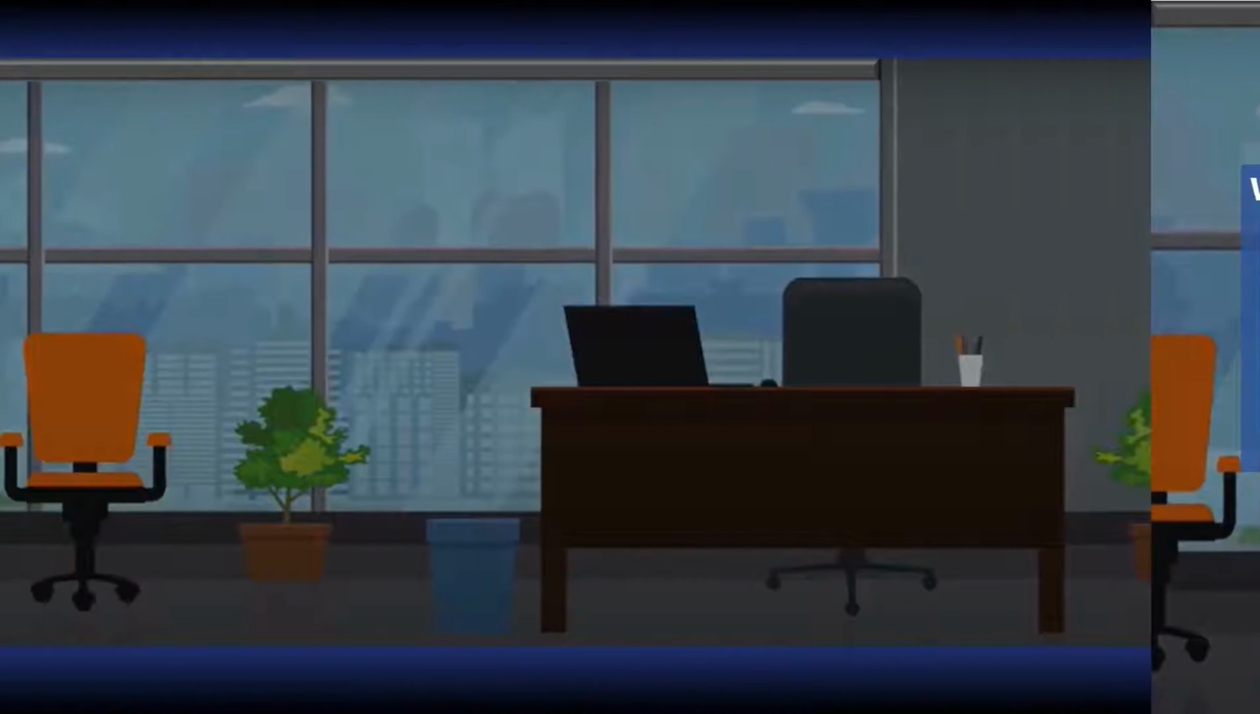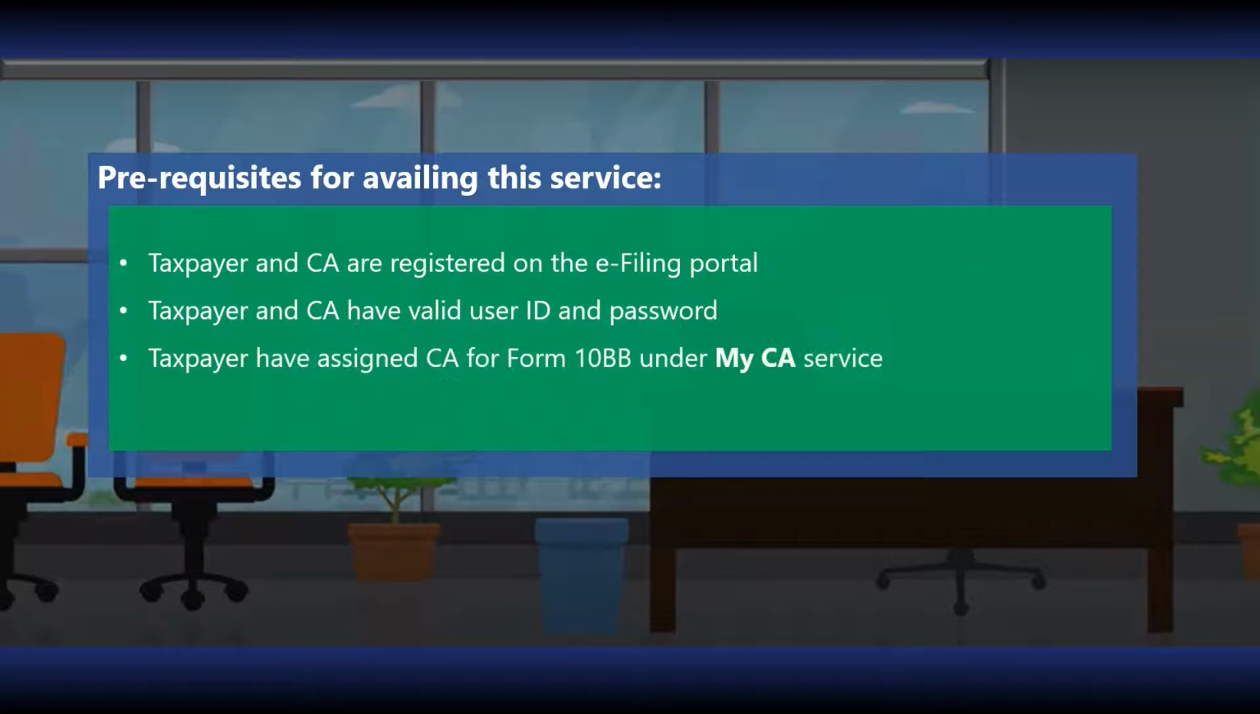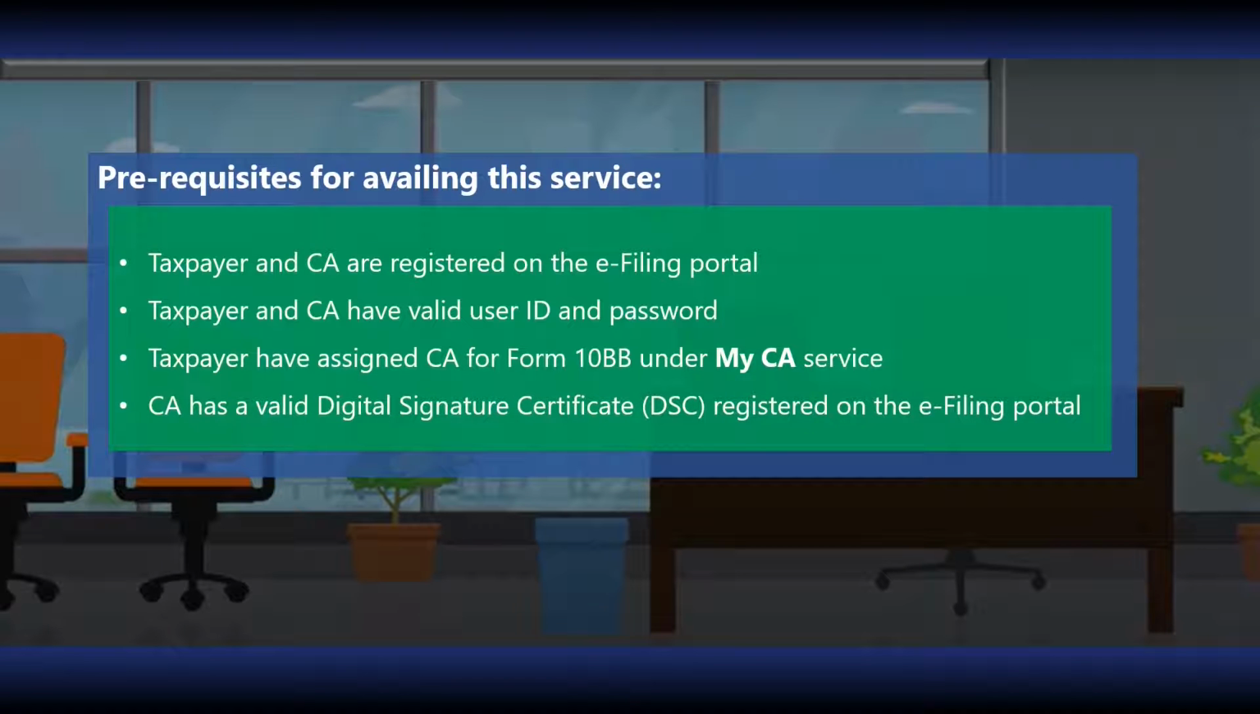Let us now look at the prerequisite for filing Form 10BB. Both taxpayer and chartered accountant should be registered on the e-filing portal. Both of them should have valid user ID and password. Taxpayer should have assigned Form 10BB to the chartered accountant, and the chartered accountant should have valid digital signature certificates registered on the e-filing portal.